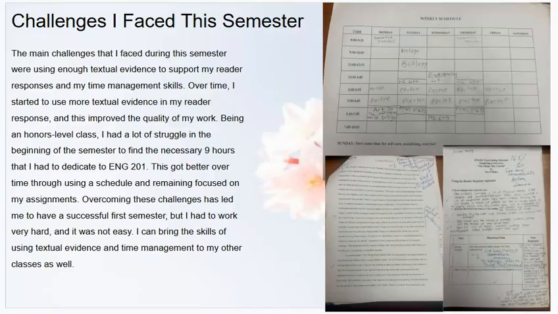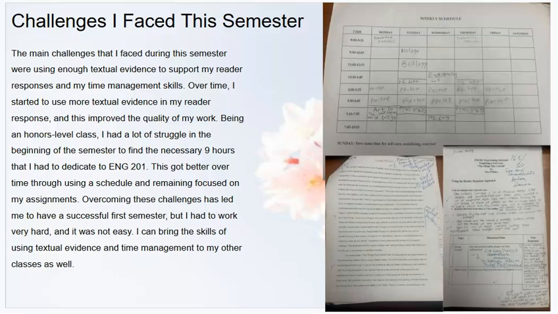The challenges that I faced during the semester were using enough textual evidence in my reading response and time management. I didn't understand how important textual evidence is. You can't back up your statements without support. This was especially apparent in The Sympathizer, as the text was complex and kind of a tough read. By not using enough textual evidence in my reader response, I failed to comprehend some of the key components, such as the author's purpose of writing in the excerpt.